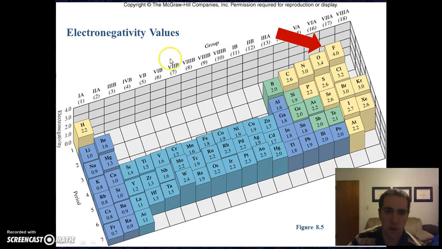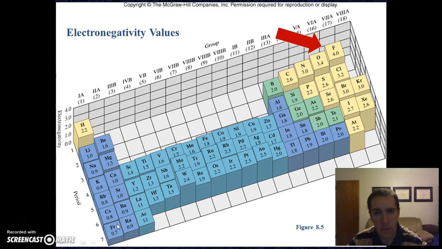So this is that chart. It's actually, in this case, drawn out just like our periodic table. And so we have our atomic symbol, there's fluorine, and then underneath, in this case, that number is the electronegativity. So you see fluorine here has a 4.0, francium down here is 0.7.